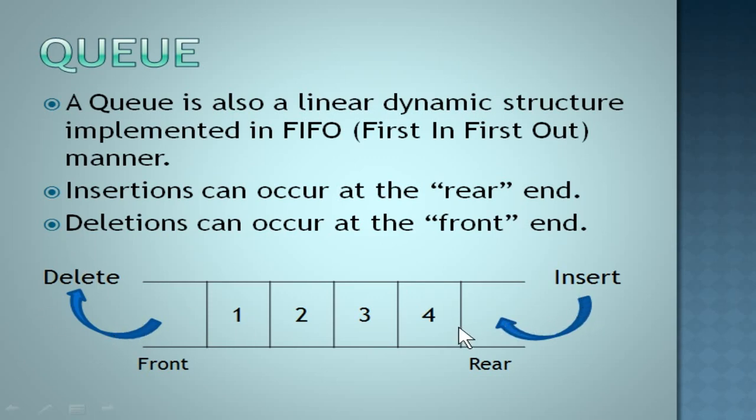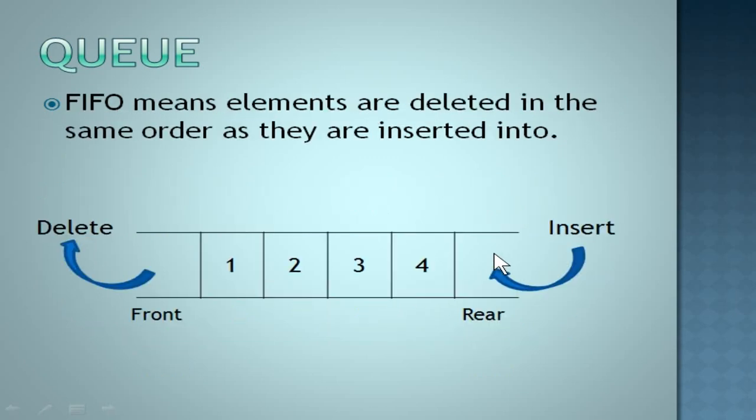Unlike stack, here both sides are open, and once you insert, slowly the elements will be moved towards the front, and once you delete, you can see the data will be moved forward. FIFO means elements are deleted in the same order as they were inserted. As in a queue, normally the first person who goes in will be the first person to come out of the queue. In the same way here, the numbers will be inserted from the rear end and will come out in the same order. It is not like stack. It is using the FIFO concept.